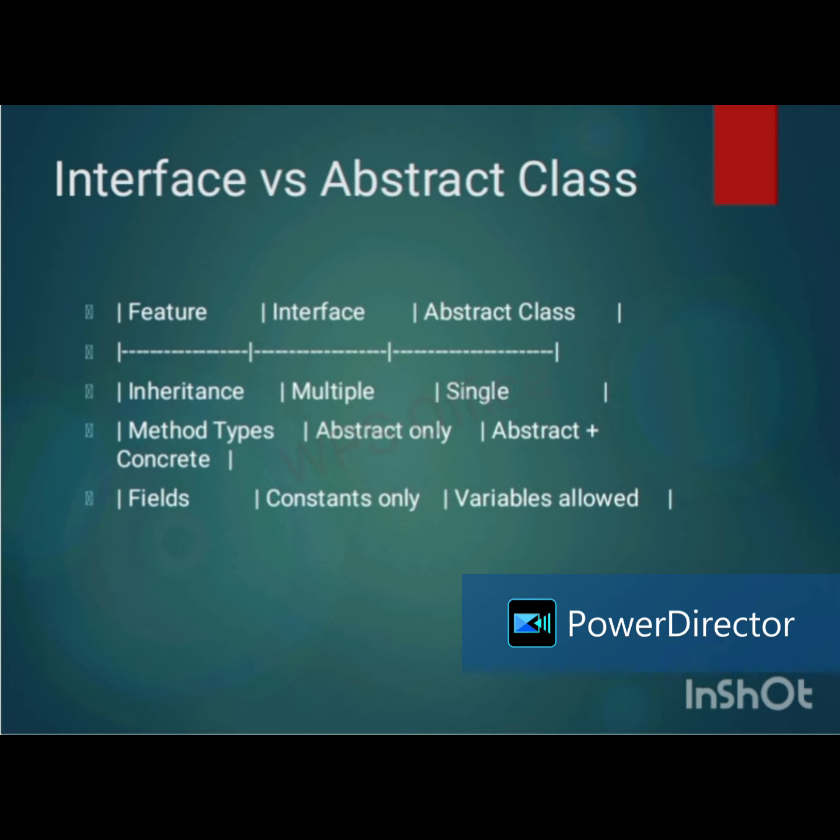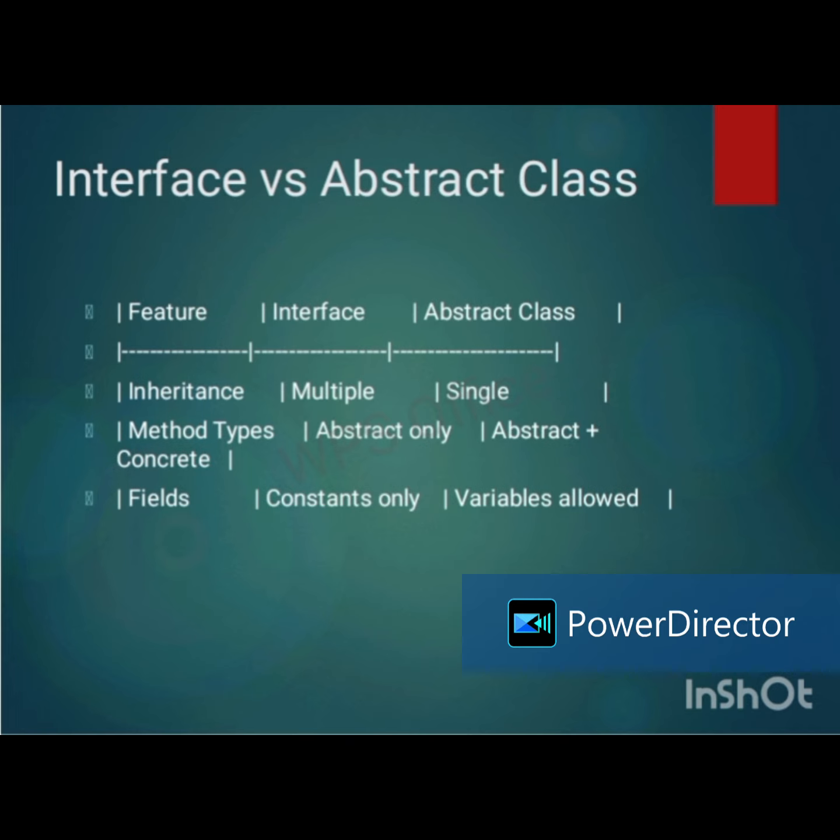Take a look at the comparison table on this slide. Inheritance. An interface supports multiple inheritance. A class can implement multiple interfaces. A class can extend only one abstract class. Method types. Interfaces can only have abstract methods until Java 8, when default and static methods were introduced. Abstract classes, on the other hand, can have a mix of abstract and concrete methods. Fields.